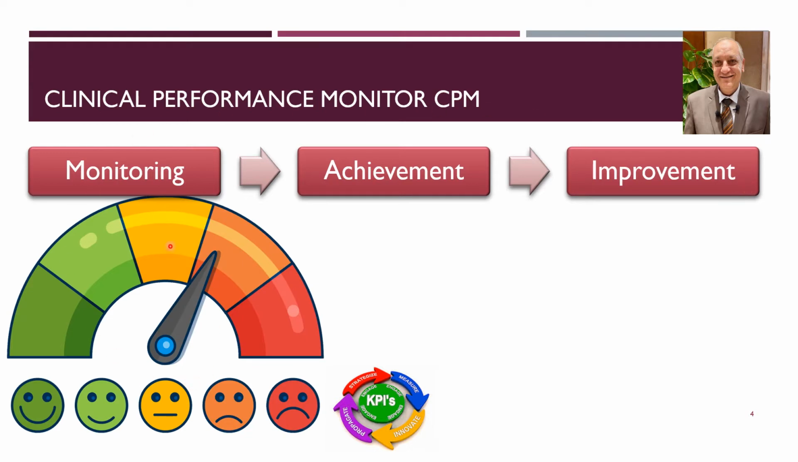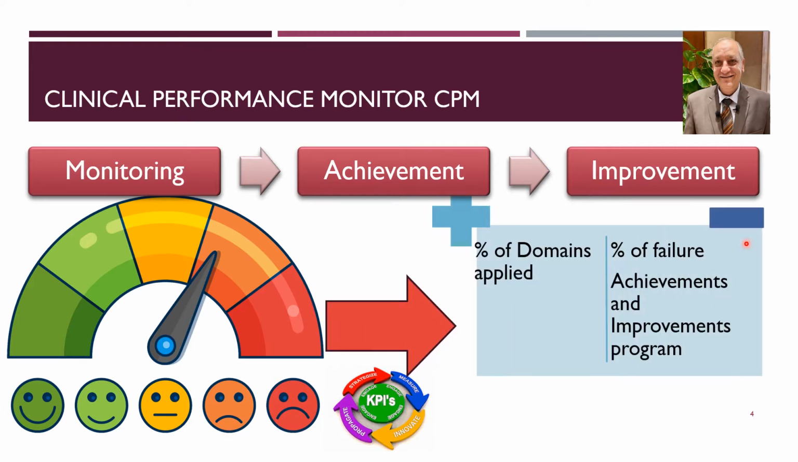And recording and monitoring of different parameters will give a definite score. That's your achievement. Then finally, you plan a program for improvement with each domain applied and the percent of failure, achievement, and the improvement program. So you can monitor and calculate the total performance score. Then you got your own score, what's called the achievement, and then plan for improvement, in particular, the percent of failure.